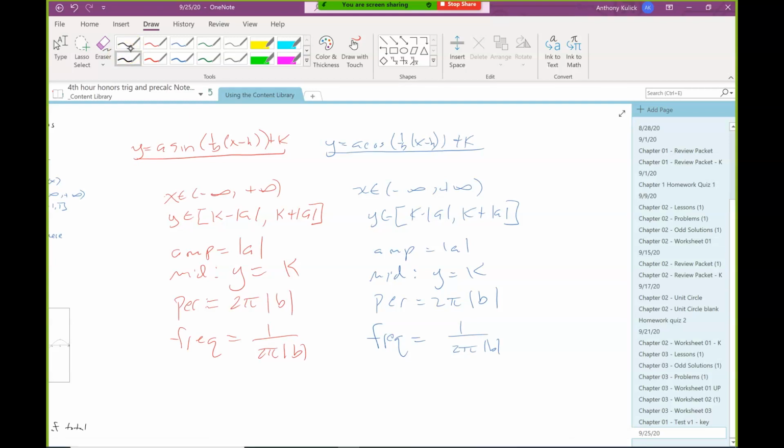So let's go back to our previous problem and write down the amplitude, the midline, the period, and the frequency for that previous problem that we just graphed. Sound good? We'll use the formulas that we developed here, but we'll apply it to the specific problem we just graphed a moment ago.